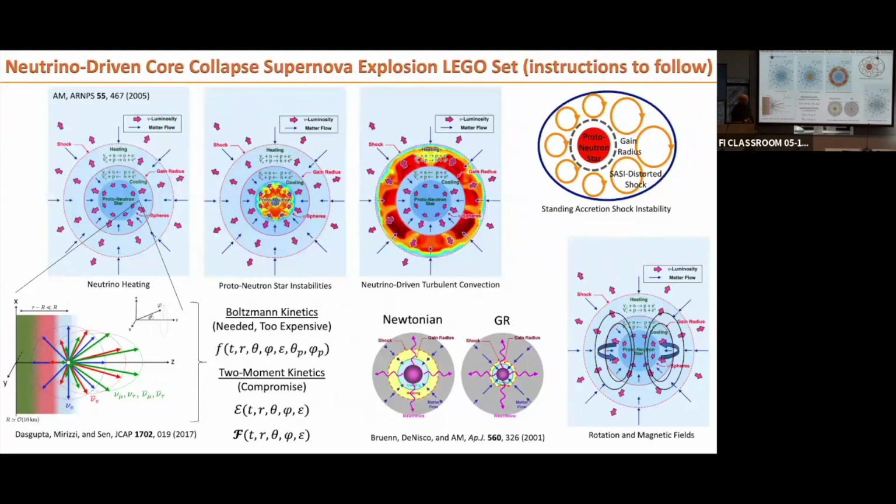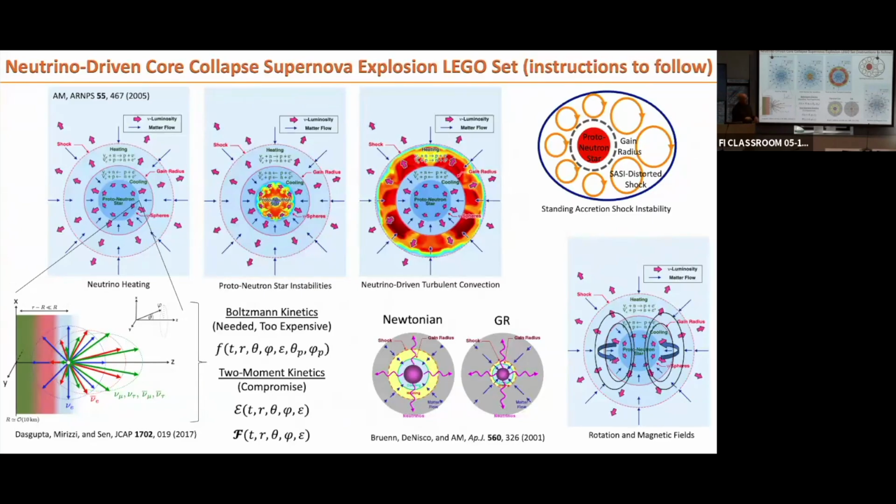And then finally we have magnetic fields, and we used to think in the past that in order for the magnetic fields to become important, you needed a lot of rotation. We'll talk about that a little bit more later, but if you have a lot of rotation, the rotational energy can go into magnetic field energy through winding and other mechanisms. But we now know that you can actually have a spherical progenitor with no rotation, although the SASI will always induce differential rotation in the system.